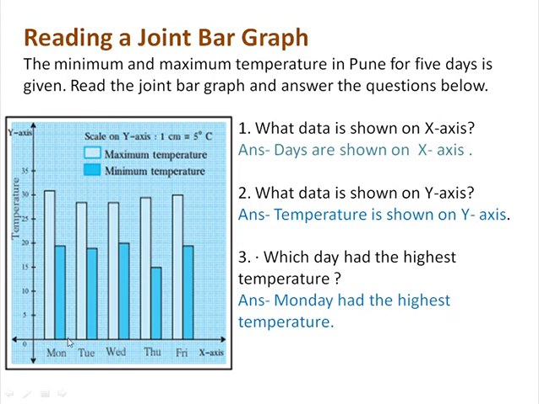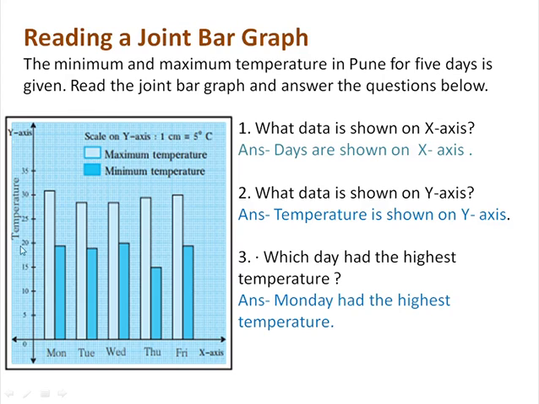Here x-axis is taken at the bottom of the page and here y-axis is taken vertically. On x-axis, days are mentioned. Here Monday, Tuesday, Wednesday, Thursday, Friday. On y-axis, temperature is shown. Scale on y-axis is taken as 1 centimeter equal to 5 degrees Celsius.